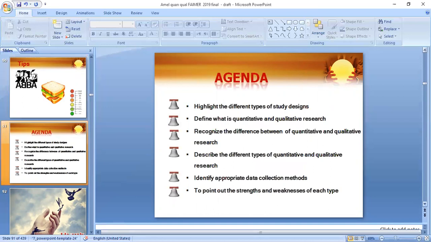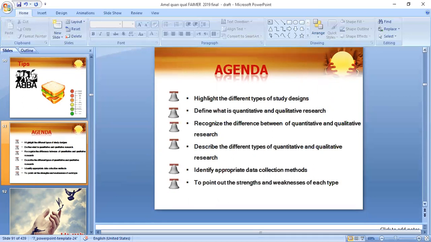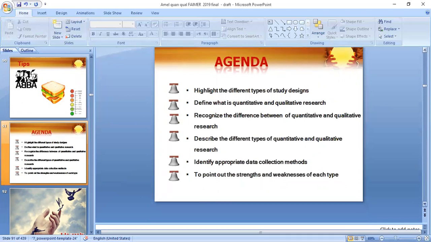So we talked in this presentation about the different types of study designs. We talked about qualitative and quantitative research. What is the difference between them? We talked about how to get data to do qualitative and quantitative research, and how to do content analysis of these data.